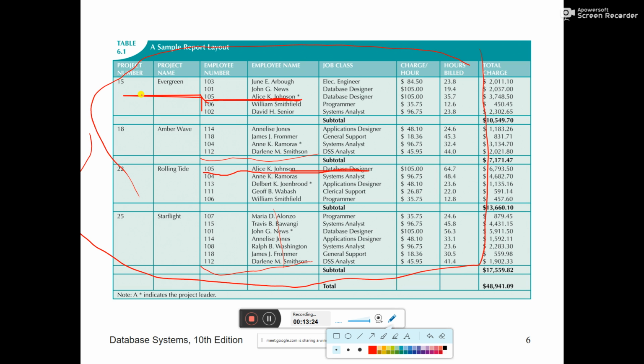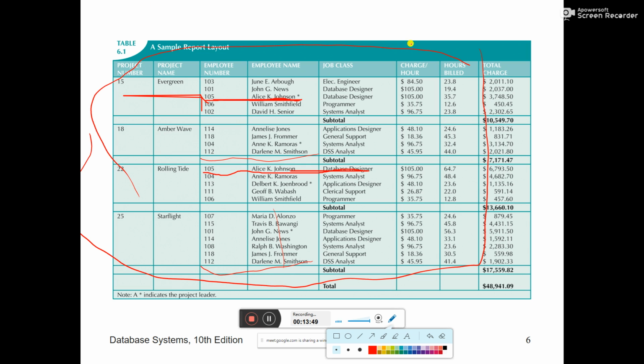Deletion anomaly. If an employee leaves the company and the employee data are deleted, then the project information will also be deleted. Like if there is one project on which only one employee is working and that employee leaves the company, we delete the information about that employee, and along with that, we are deleting the information of the project as well.